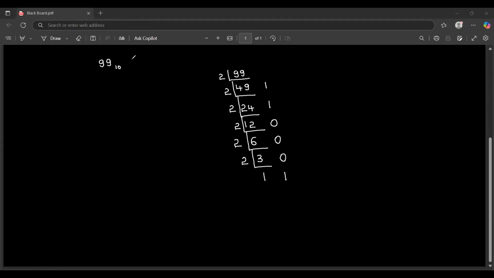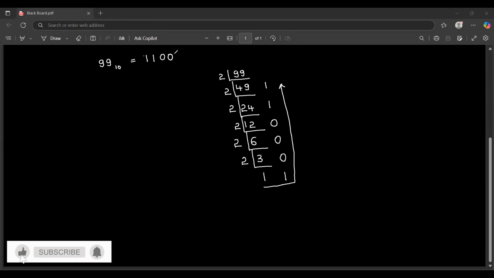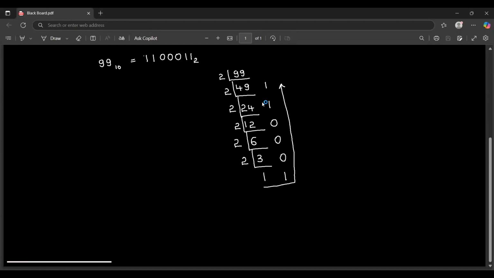So 99 to the base 10 can be written down as, going from bottom to top, 1100011 to the base 2. Let's try another number. What about 128? 128 to the base 10. What will be the answer?